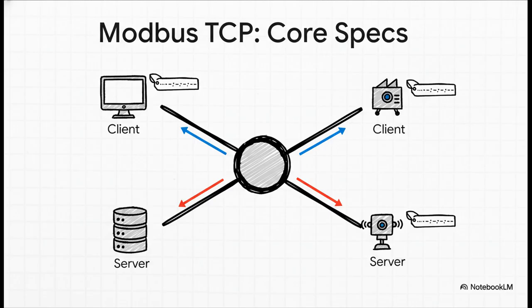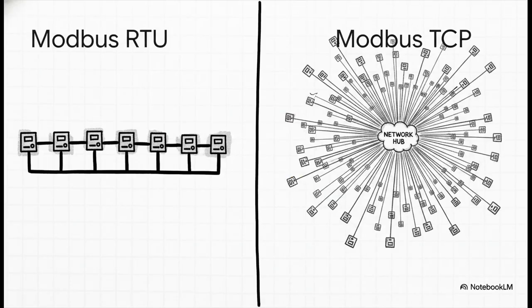Way more efficient. And the scale? Oh, it's on a completely different level. Where RTU has its limits, a Modbus TCP network can handle a practically unlimited number of devices. We're not talking a small step up here. This is a giant leap. It's what makes it perfect for huge, modern facilities that might cover a massive campus.